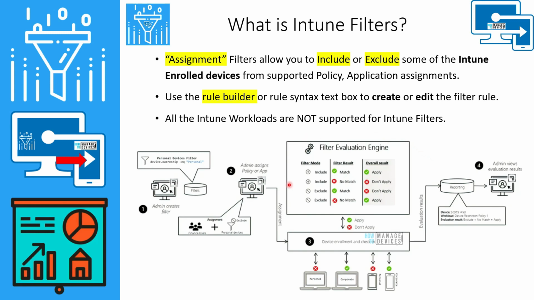Then we are into the filter evaluation engine. Once the device is enrolled, the filter evaluation engine will check which are the policies to offer, which are the policies to exclude or not to offer. Based on the filter mode you have set over here, there are two filter modes, include or exclude, and then there are something called filter results and overall results. We'll see what it is in the example in the next slide.